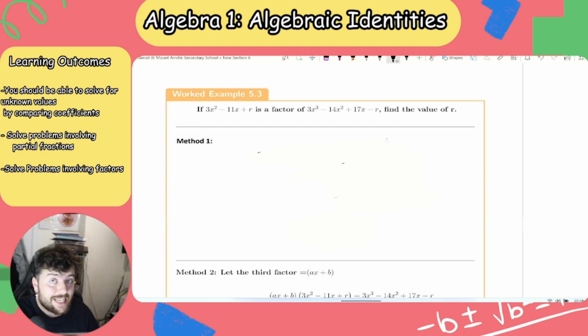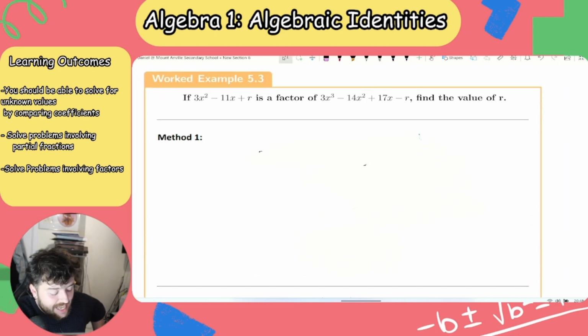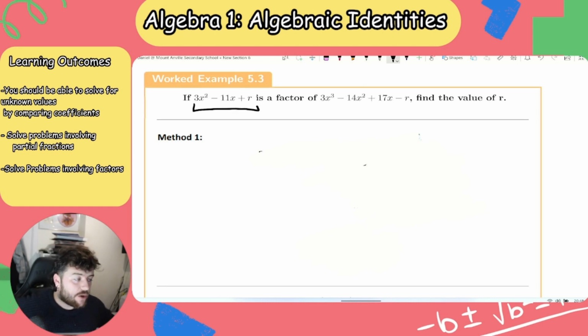Right, so let's look at an example here. If 3x squared minus 11x plus k is a factor of 3x cubed minus 14x squared plus 17x minus k, find the value of k. So this polynomial here is a factor of the other polynomial. That means it divides in evenly. That means if I divide it in, I should be left with a remainder of 0.